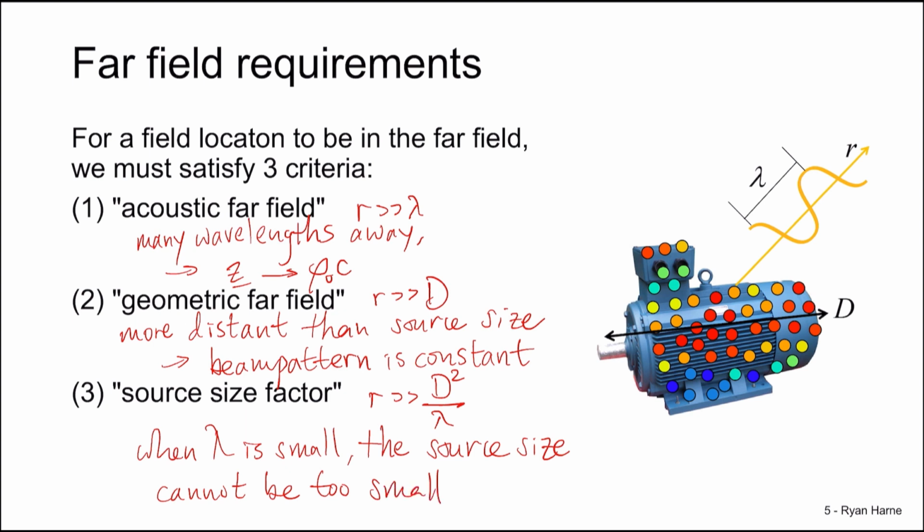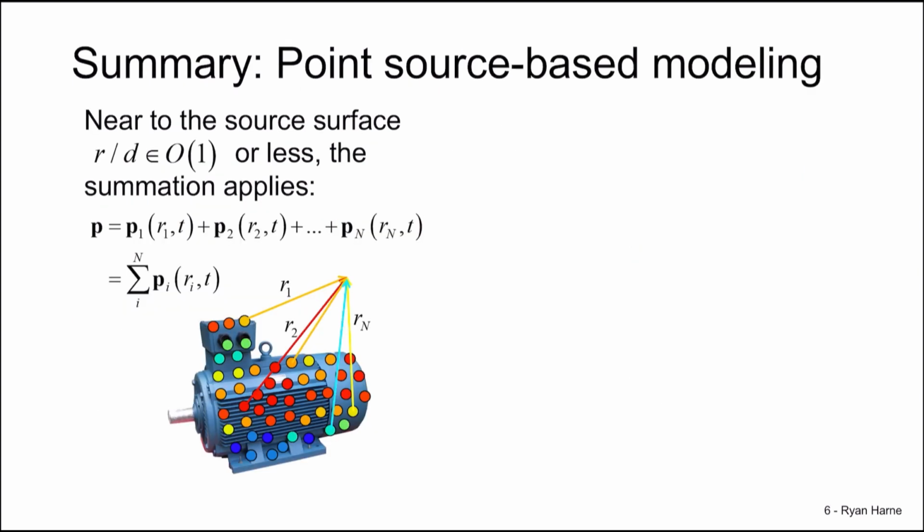So for instance, considering certain small acoustic sources that generate very high frequencies, the source size factor takes this discrepancy of acoustic dimension, geometric characteristic dimension, and far field location all into account at once. Our three dimensions of relevance, the wavelength, the radial location, and the characteristic dimension, are all encompassed in the source size factor. All three of these requirements must be met in order for our field point to be in the far field.